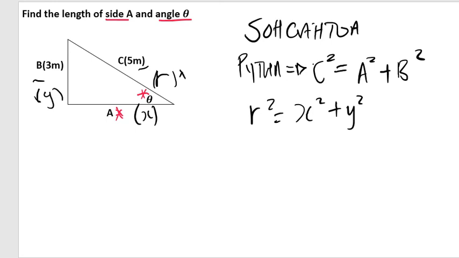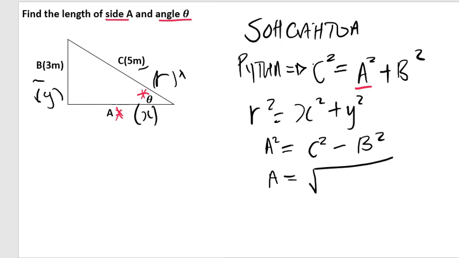Now we'll just substitute the values here. We are looking for a, so we need to make a the subject of the formula. We say a squared equals c squared minus b squared. Remember, we don't want a squared, we just want a alone, so we're going to square root both sides: a equals the square root of c squared minus b squared.